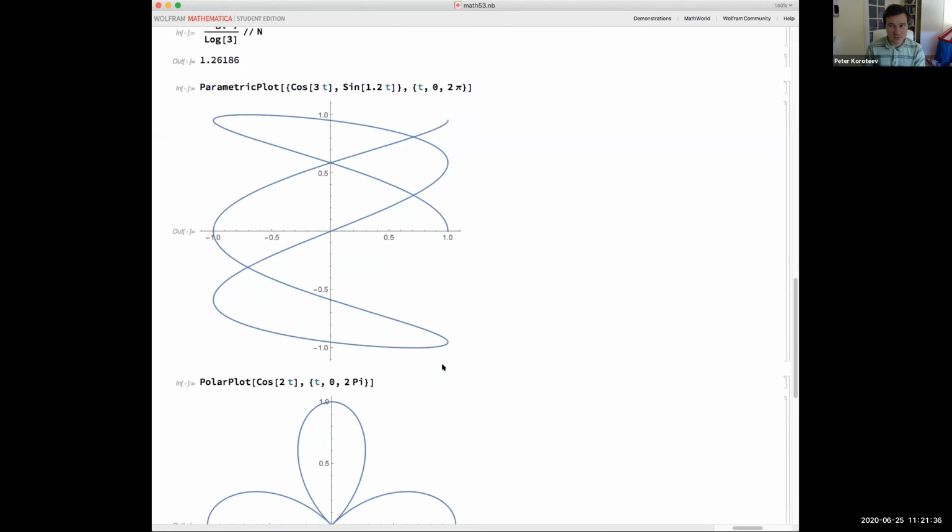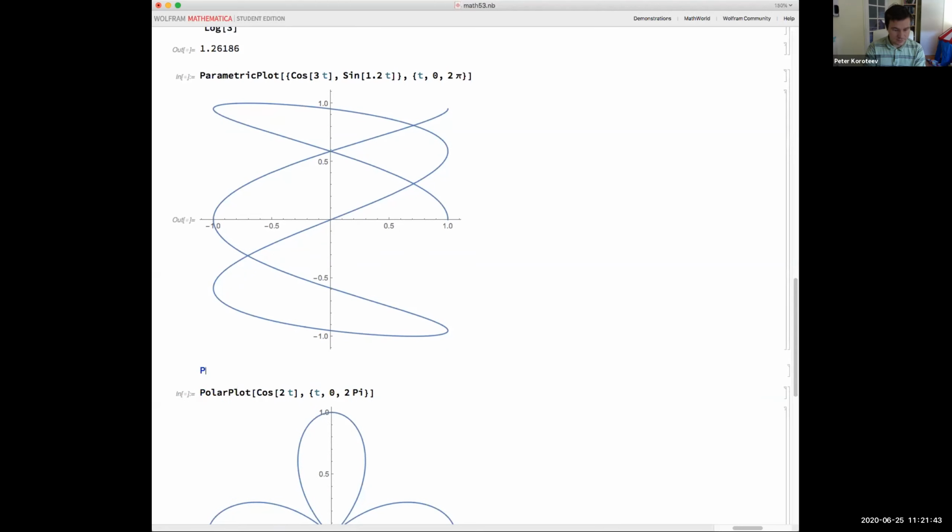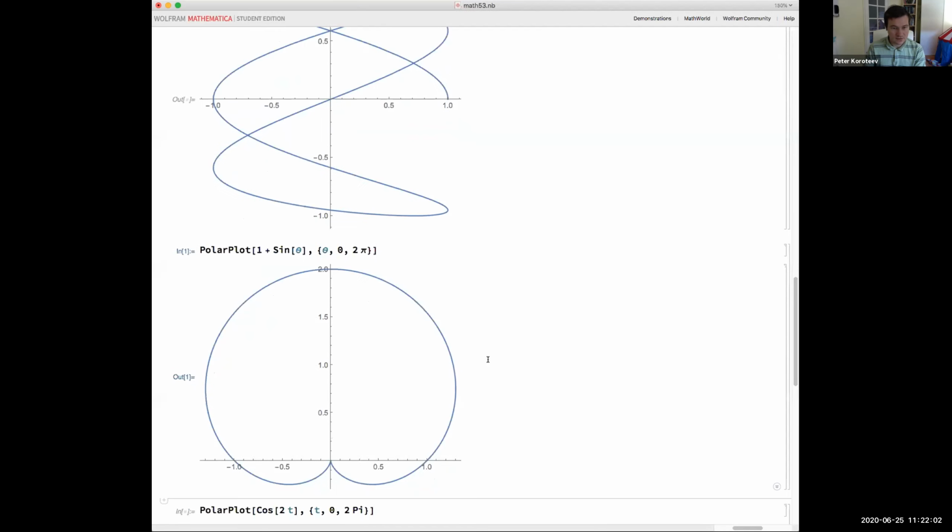So on Mathematica Wolfram Alpha, there is an option of polar plot. So let's do polar plot. Let's take this function. Let's check that everything is correct. And theta from 0 to 2 pi. Yeah, this is our cardioid, and you can just for fun play around.